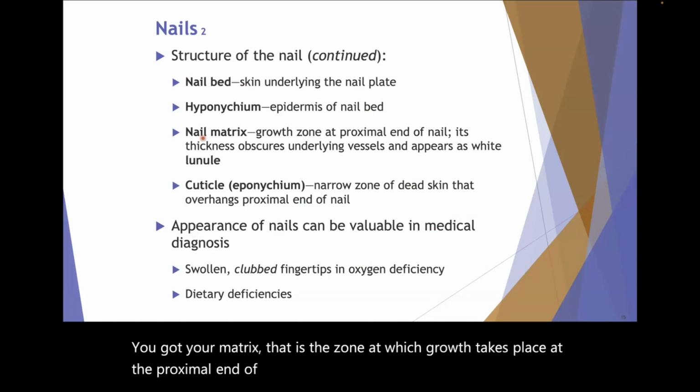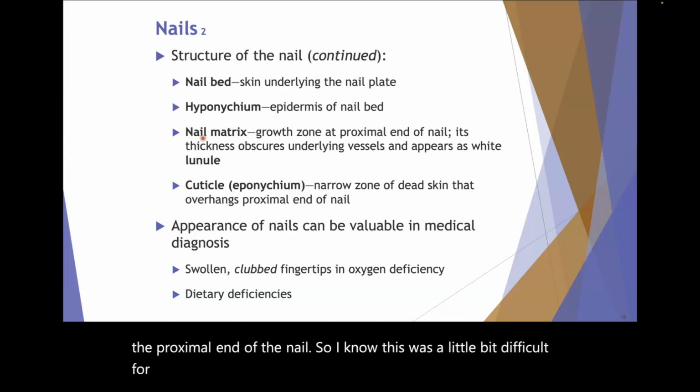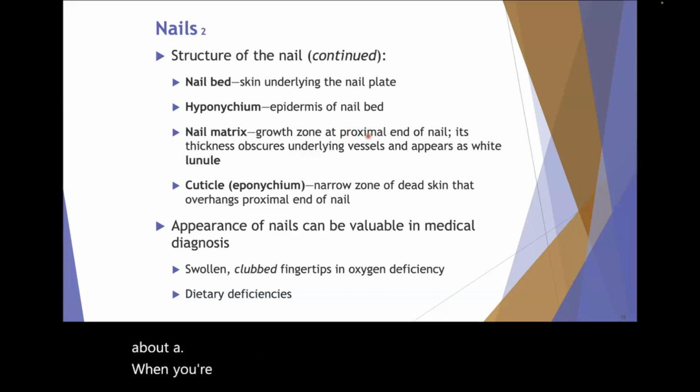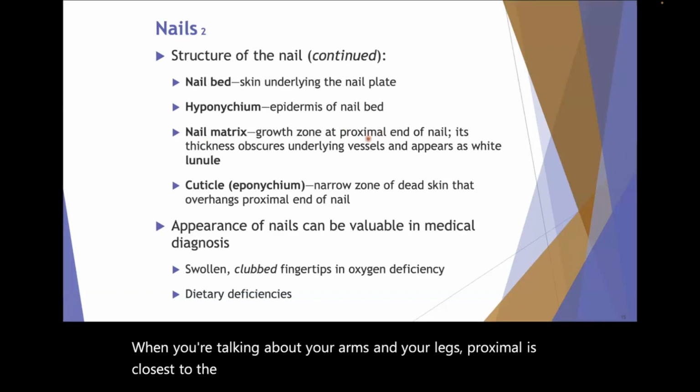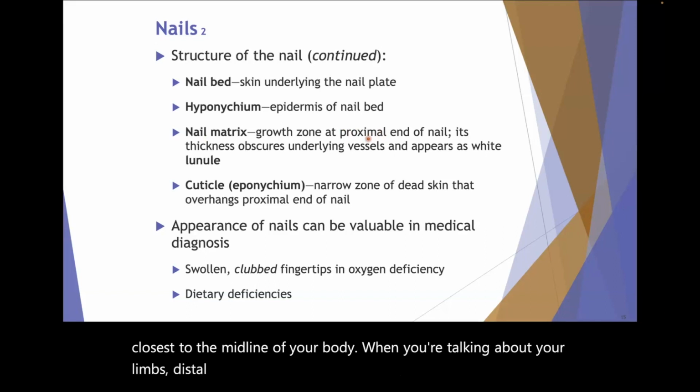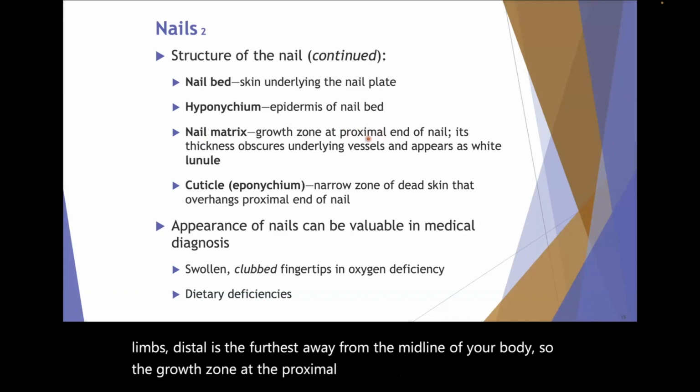So I know this was a little bit difficult for some students, proximal versus distal, when you're talking about your arms and your legs. Proximal is closest to the midline of your body when you're talking about your limbs. Distal is the furthest away from the midline of your body. So the growth zone at the proximal end of the nail, that's where you find your lunula.